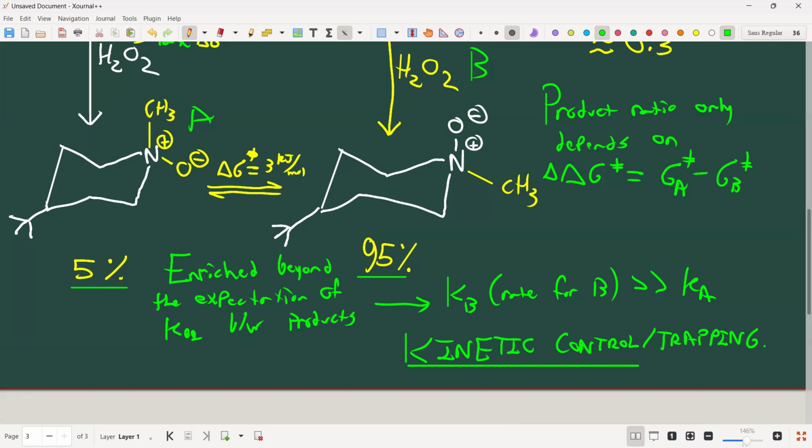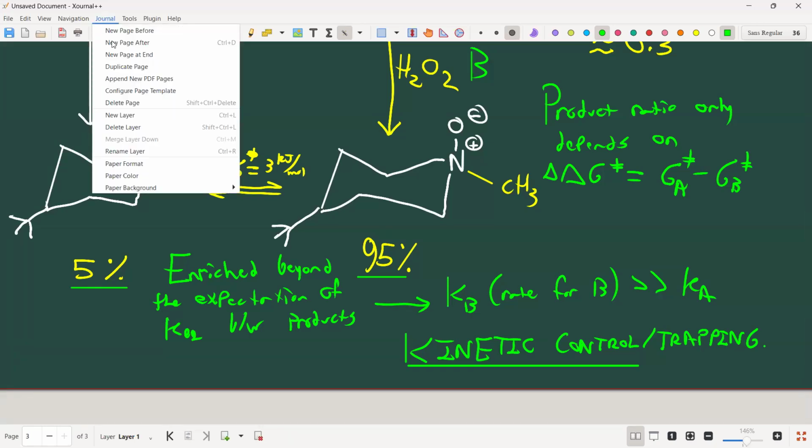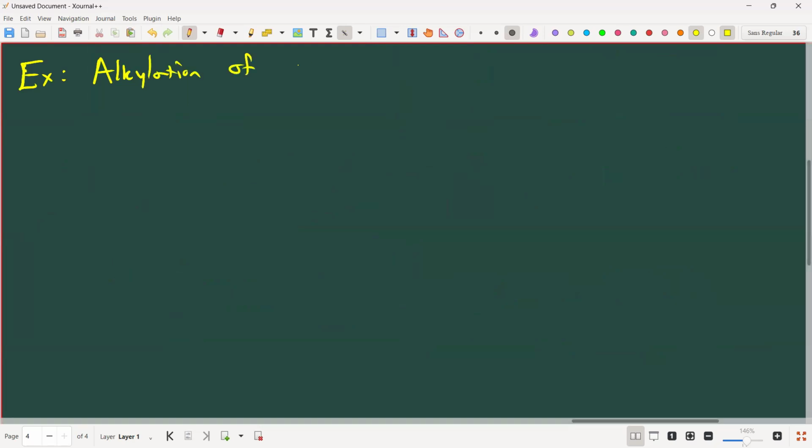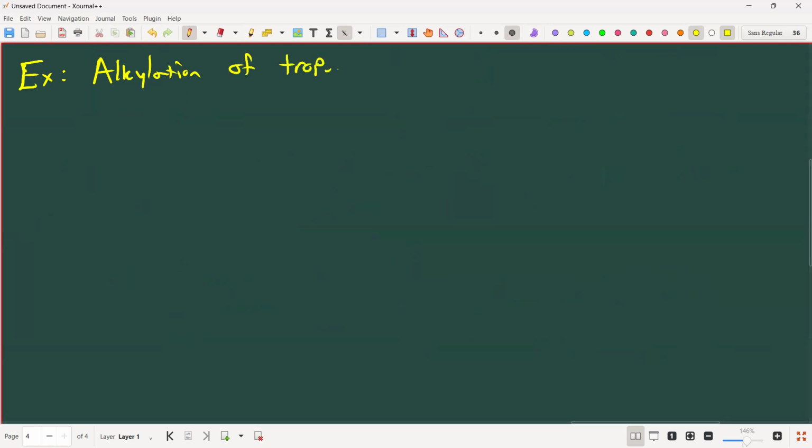Let me give you something maybe a little easier to deduce from the Curtin-Hammett principle. I think this one's really quite cool. Now, let's see if I can draw this. This is a fun one. So this is another example. It's the alkylation of this molecule called tropane. Let me draw tropane for you. It's a really quite cool molecule.